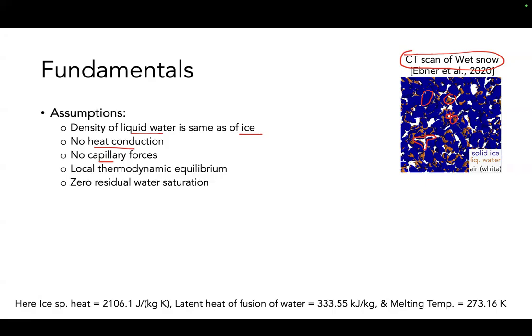Next, we assume that local thermodynamic equilibrium is in effect, which means if I make a box and call it representative elemental volume, where things are averaged, in that box, if there is any phase, be it liquid water, solid ice, or air, they will have the same temperature. And that would be the melting temperature if all three phases exist.